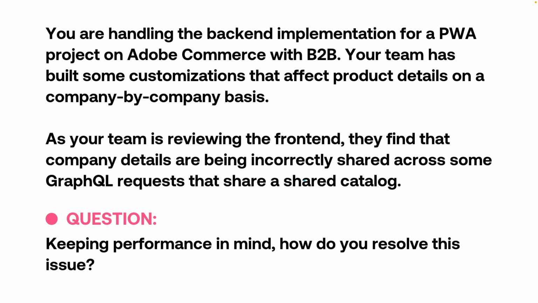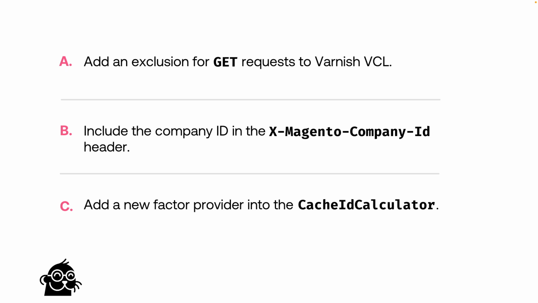Keeping performance in mind, how do you resolve this issue? We have three different options. What are those options? Add an exclusion to the GET request in Varnish VCL. Include the company ID in the Magento company ID header. Add a new factor provider into the cache ID calculator.